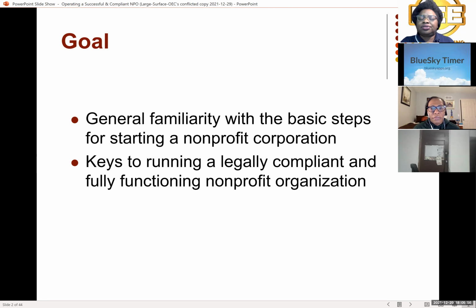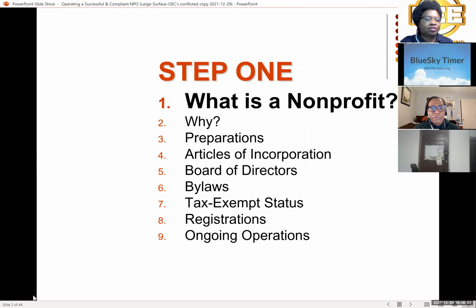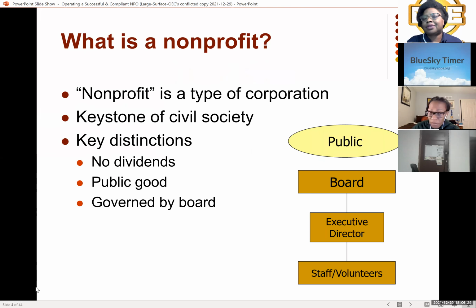And then I'm going to go into some things that you need to do to stay legally compliant and be fully functioning. And you'll see why this is important, and it's different from having a for-profit. So we're going to talk about the nine key steps that you have to take to start a nonprofit and to keep it running. But it's really important to talk about what is a nonprofit. And I think this is where a lot of people get mixed up.